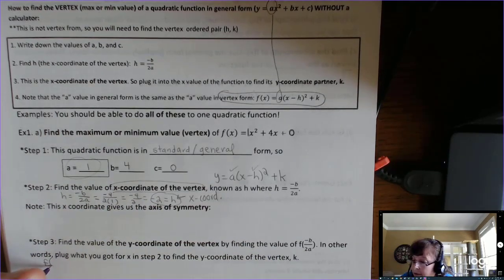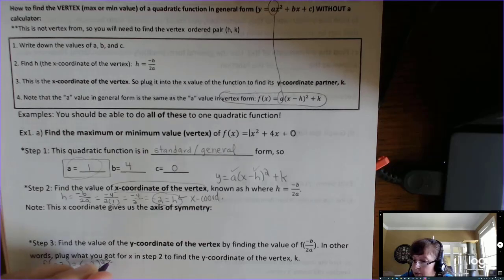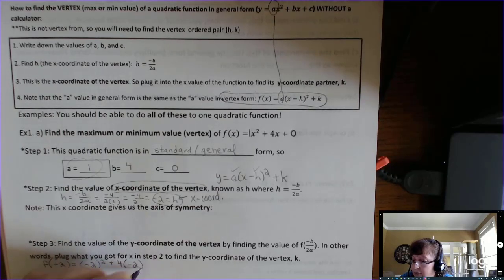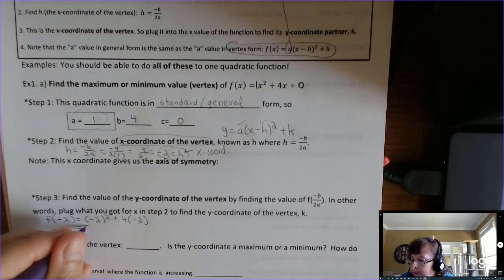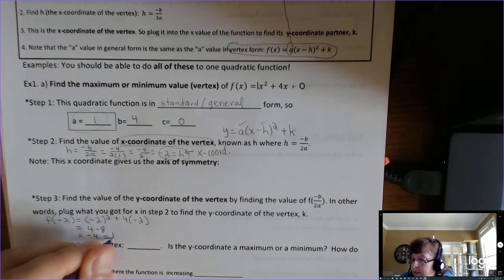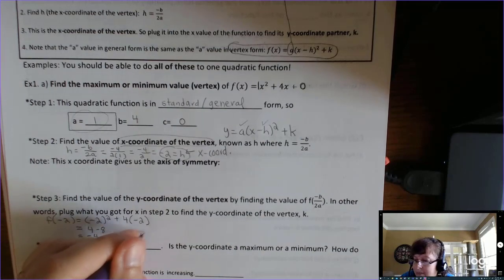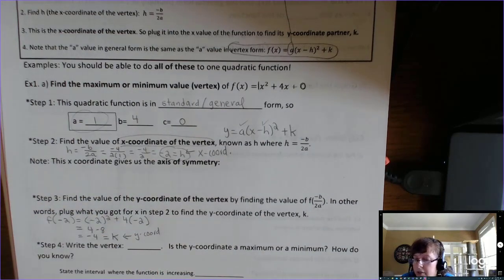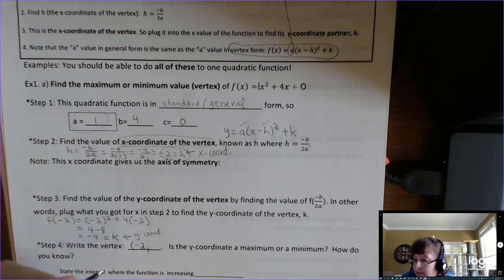So f of negative 2 equals negative 2 quantity squared plus 4 times negative 2. And you can use your calculator, but this time I'm going to do it without a calculator. This is 4 minus 8, which is negative 4. This is k in this formula, but all it really is, the main thing you need to understand, is the y-coordinate of the vertex. Okay, so my vertex is negative 2, negative 4.